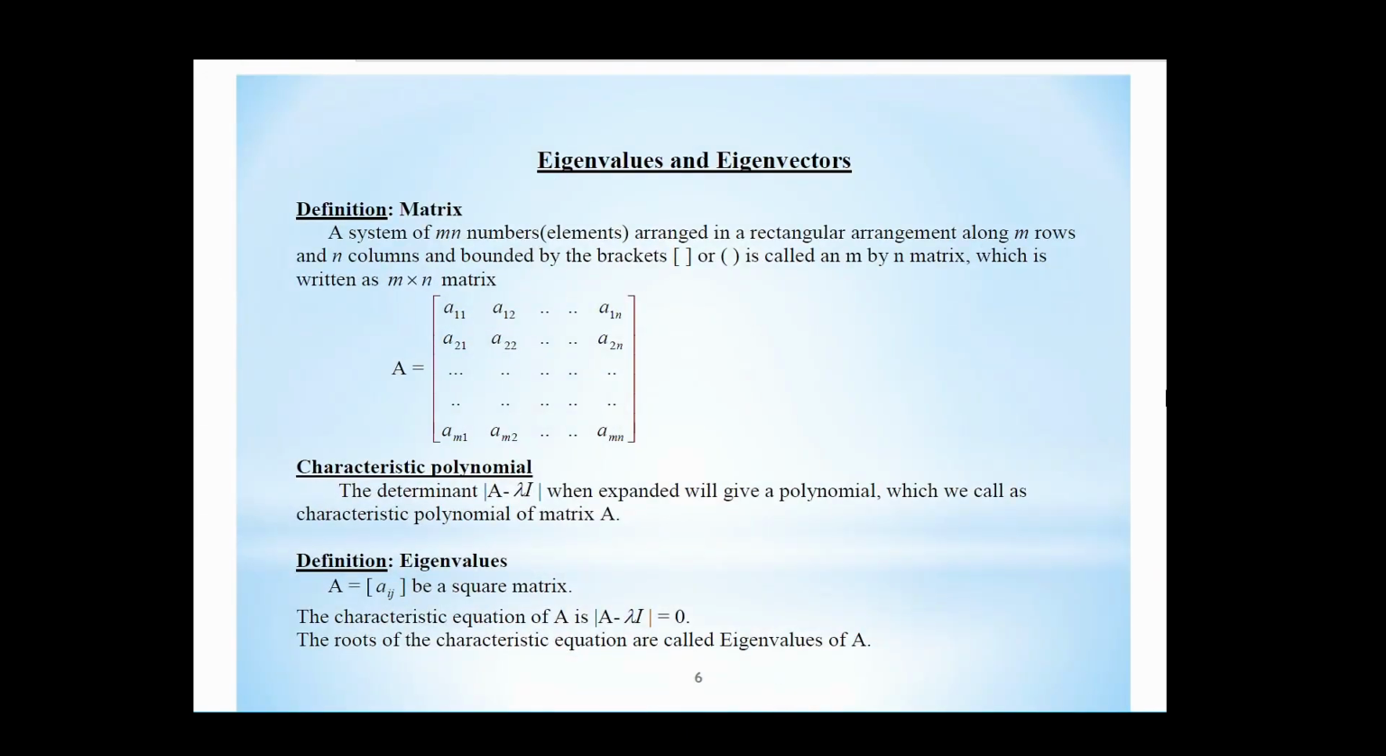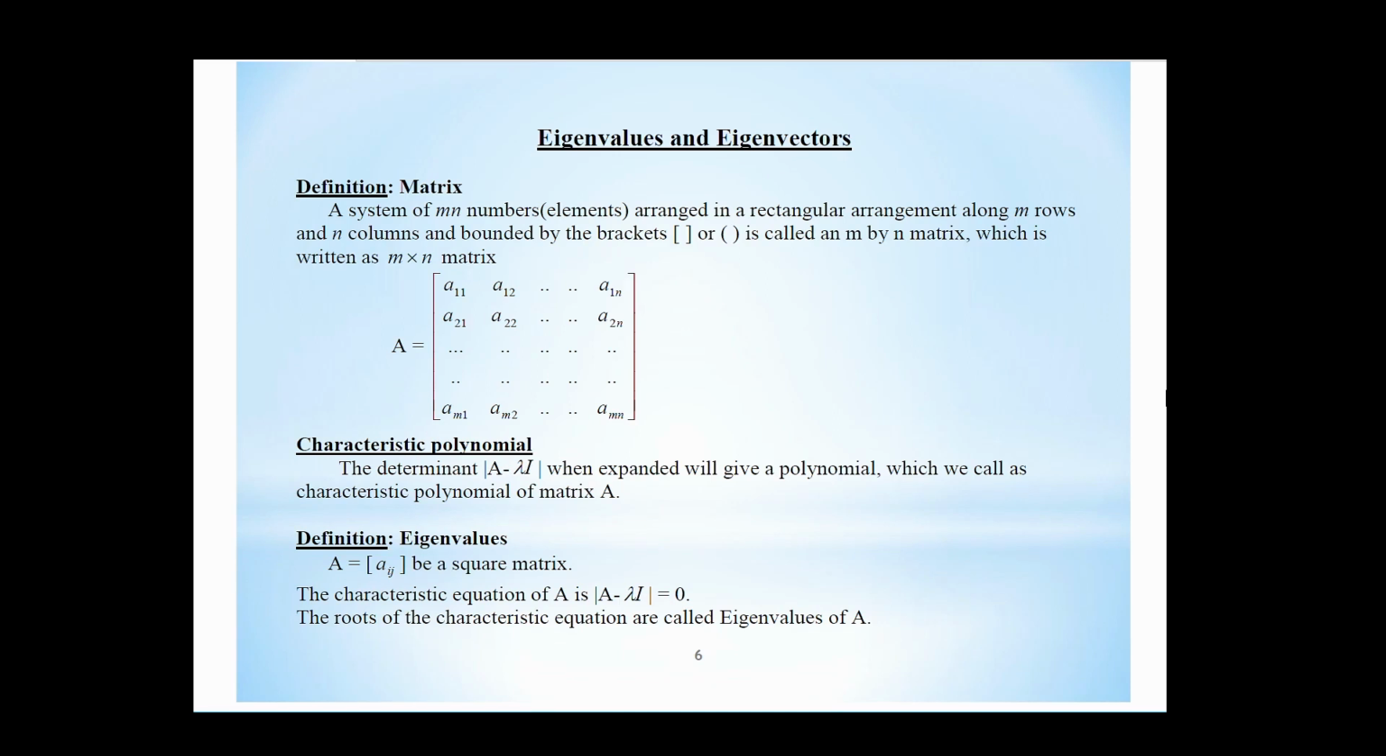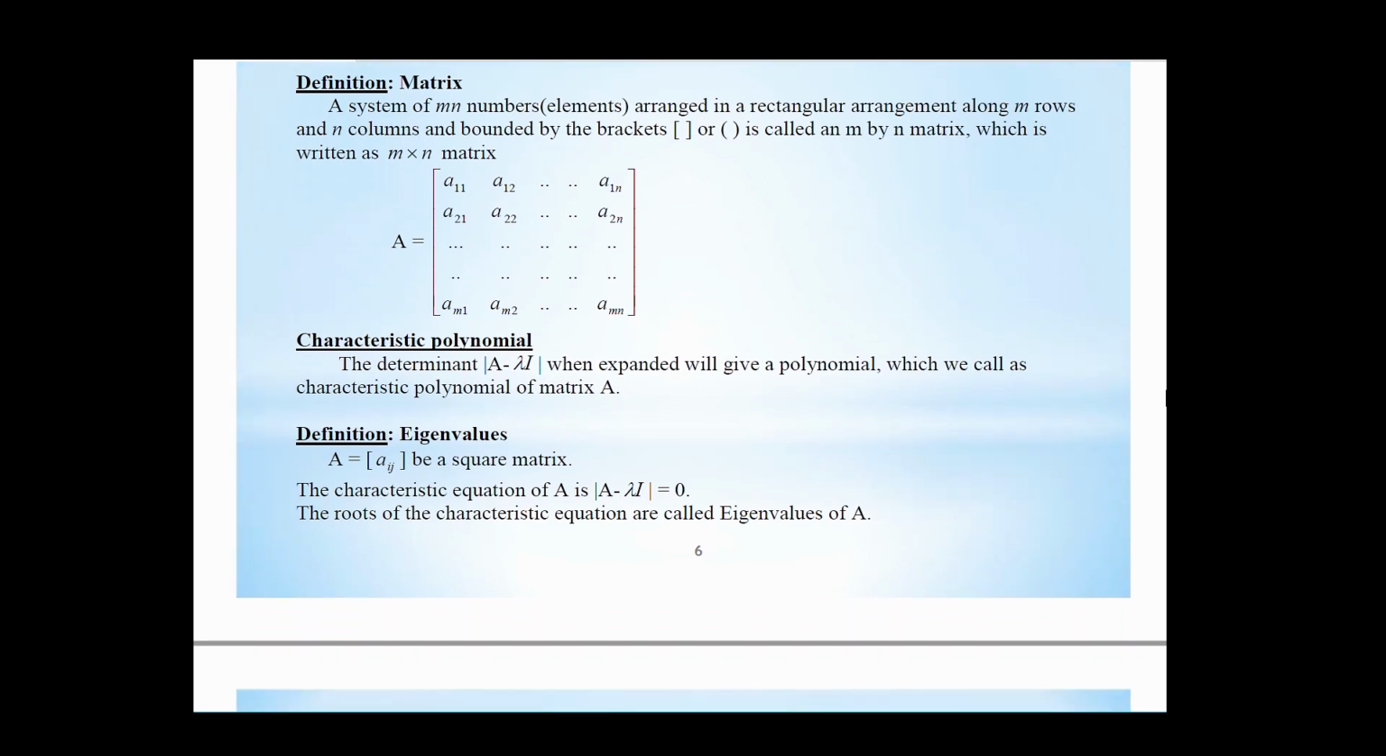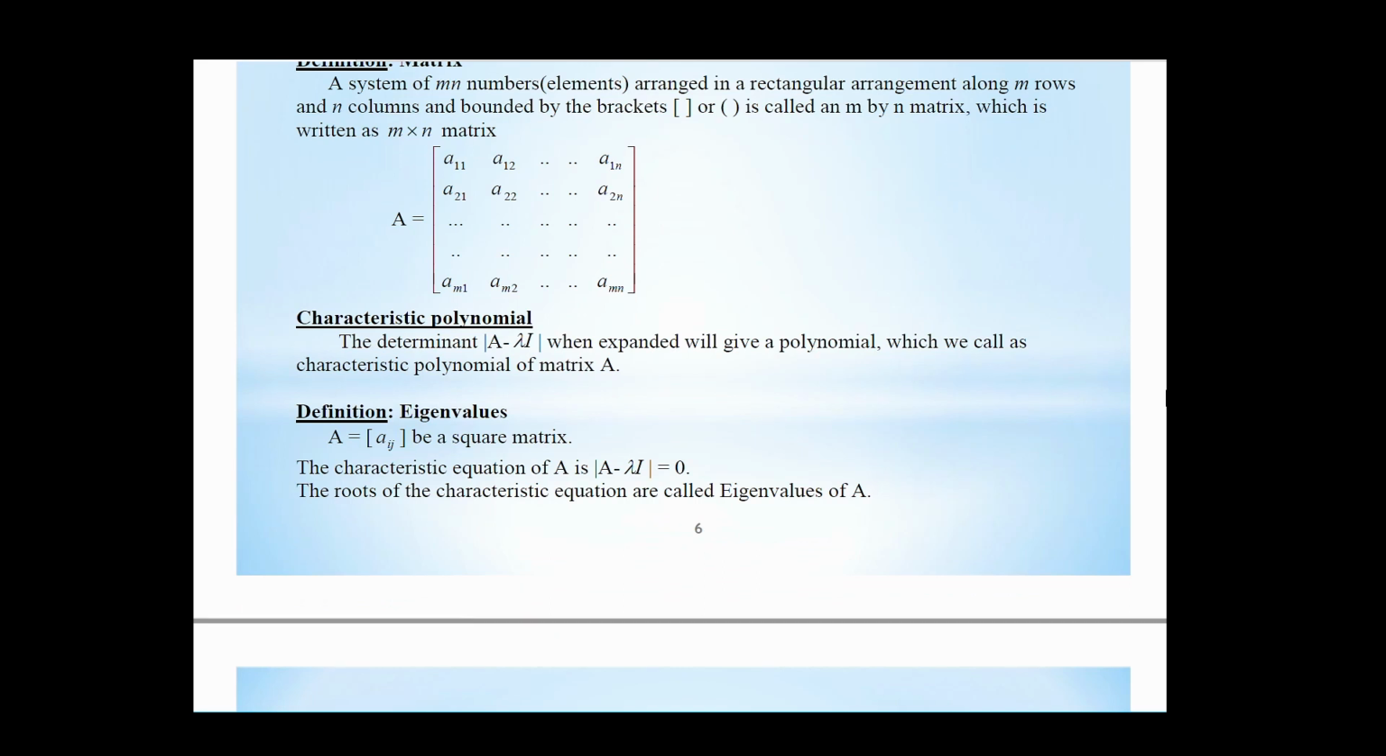What is an eigenvalue? Initially we see the matrix definition: a system of mn numbers arranged in a rectangular arrangement along m rows and n columns, bounded by brackets, square brackets or parentheses. It can be written as A equal to, an m by n matrix, A11, A12, etc. A1n, and the second row is A21, A22, etc. A2n, and finally the last row is Am1, Am2, etc. Amn.